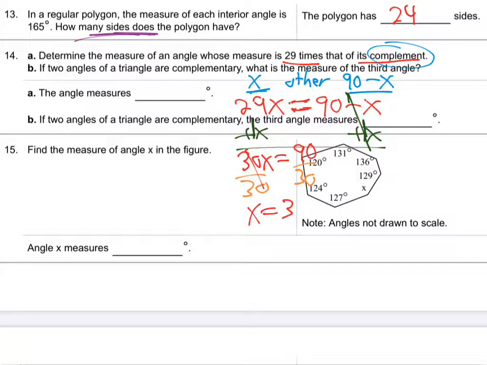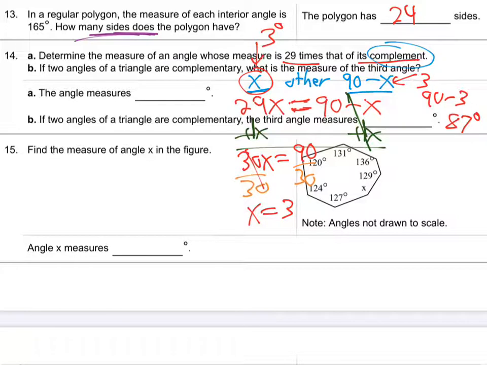That means x is 3. So I go back up here. X is 3, so the mystery's over. Now we know what x is. Wherever you see x, plug in 3. Here also, so this one is 90 minus 3. It's what? 87. So 3 degrees and 87 degrees are the two angles.